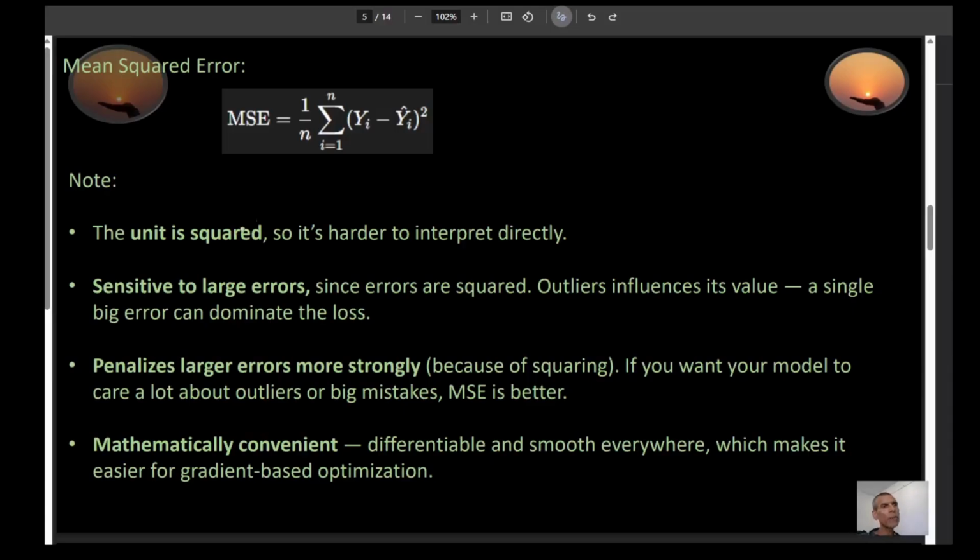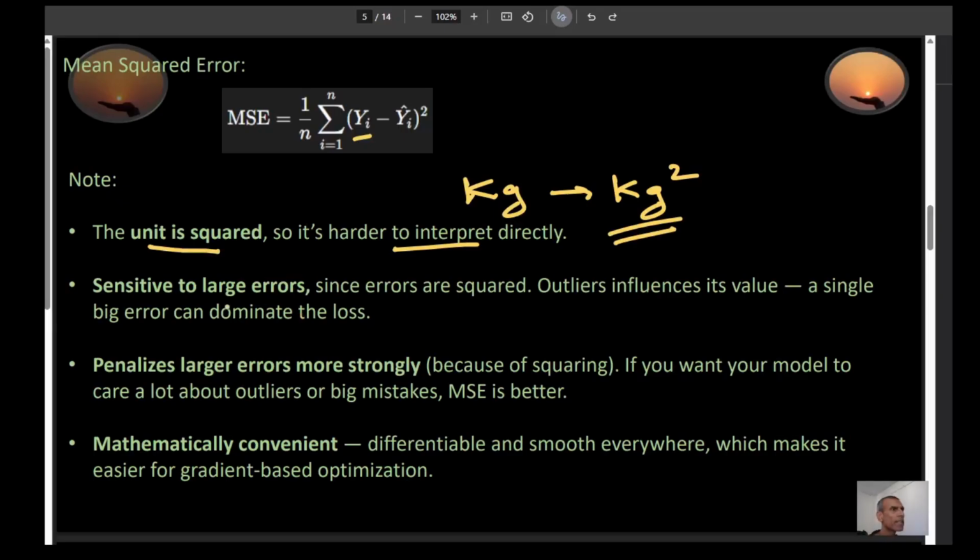So a few things I want to mention about MSE. The first one is that your unit is squared, so it can be hard to interpret. For example, let's say you're dealing with kilograms for your y. Then your MSE will come out to be in kilogram squared. So your numbers would be in kilogram squared, and that can be a little bit hard to understand.